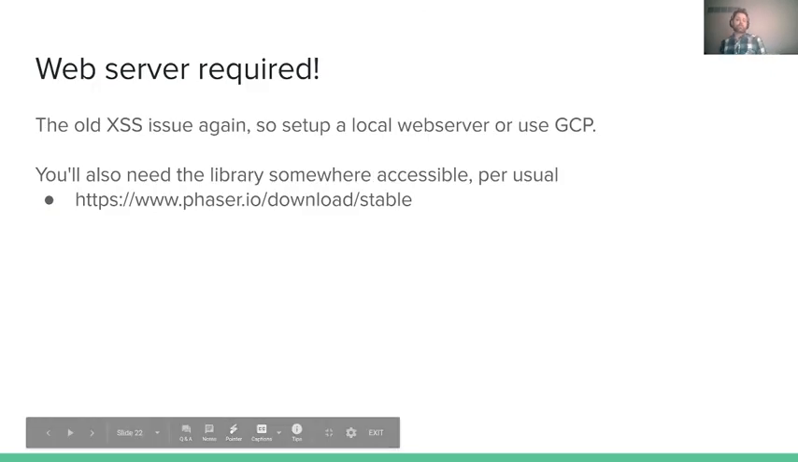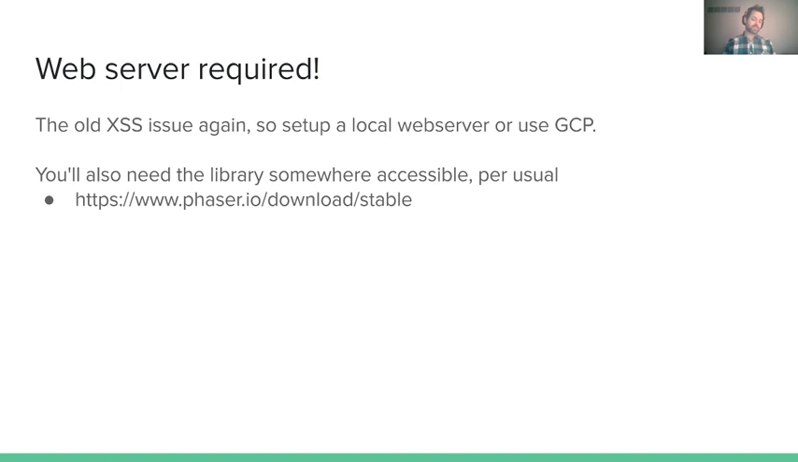With Phaser, you also have the XSS issue, so the cross-site scripting problem where you actually have to run a web server behind the scenes. So use your Google Cloud platform or your local web server, but basically you have to run this, otherwise the browser is going to complain to you. Not necessarily the case with Three.js or Babylon.